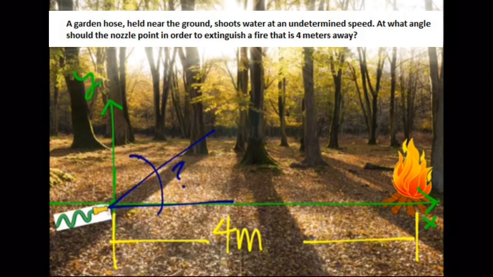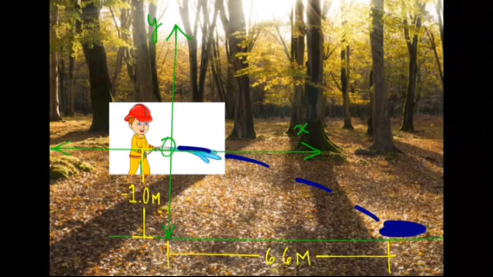So our question is asking, at what angle should the hose's nozzle point in order to extinguish a fire that is 4 meters away? We began our approach to solving this problem by finding the time and then the velocity of our hose. We held the hose 1 meter from the ground, but since our origin is at the nozzle, our measurement in the y direction is negative 1.0. When we sprayed the hose, the water traveled a distance of 6.6 meters in the x direction.